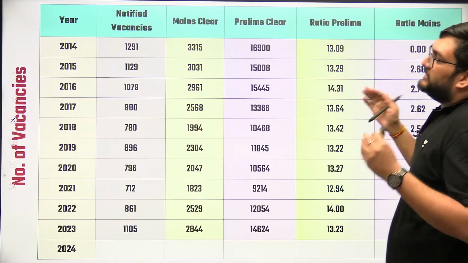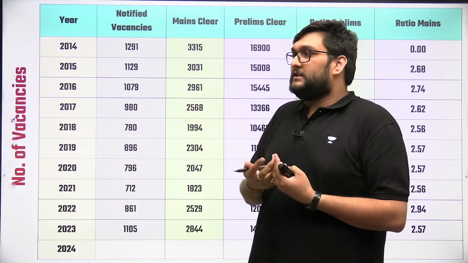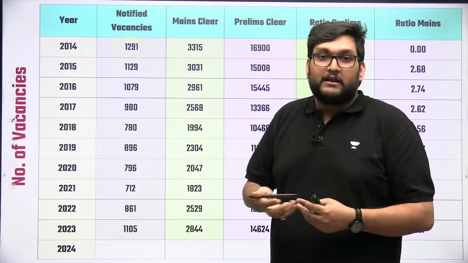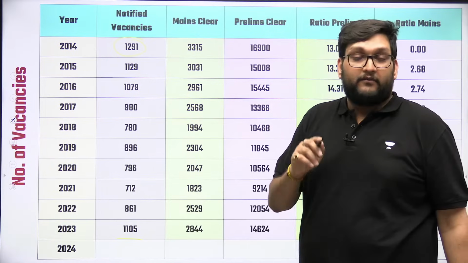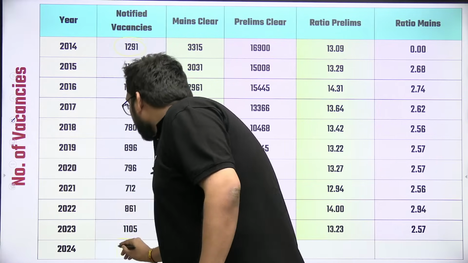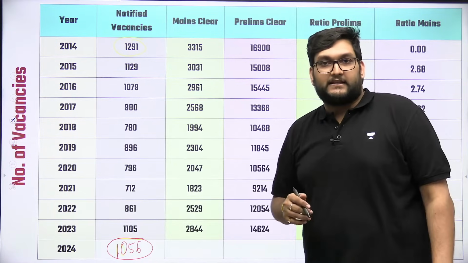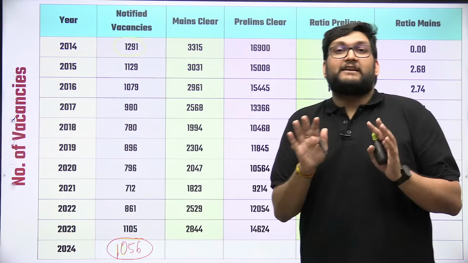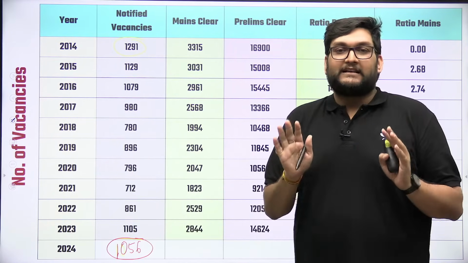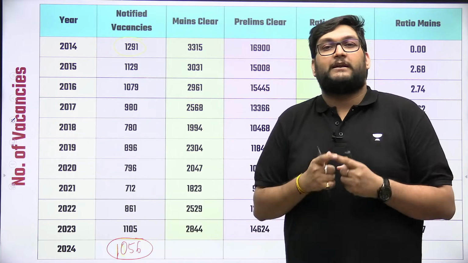So first things first, since 2014 we have been seeing an up-down trend with regards to the number of vacancies which have come, with a high in 2014 with 1291. Last year we had 1105. This time we have 1056. The total number of vacancies have not dropped significantly, it is 1056. 1056 vacancies are there, and that way it's a very healthy number. It's a very, very healthy number. So please note, 1000+ vacancies are up for grabs, and that way you should be very, very clear in making sure that you're giving this attempt very, very seriously.